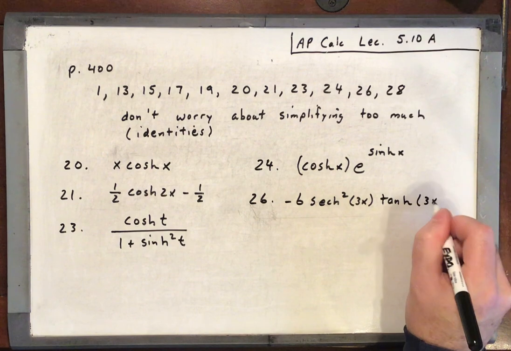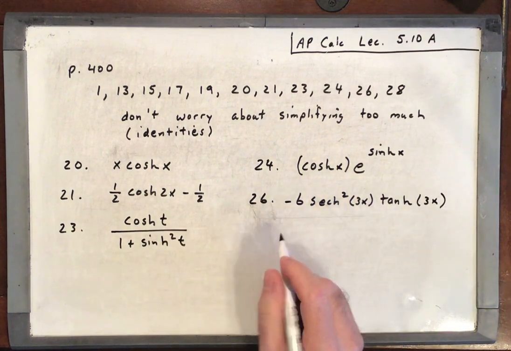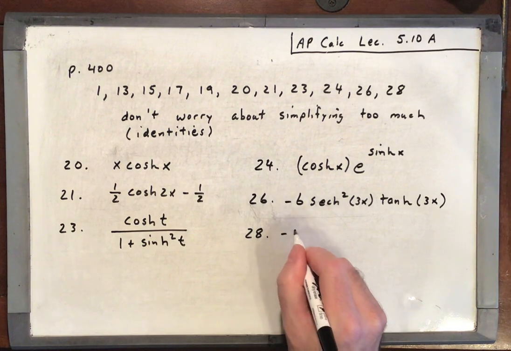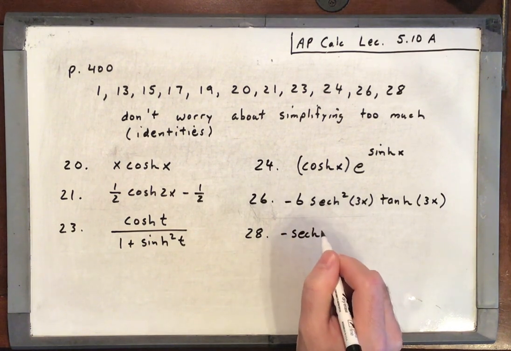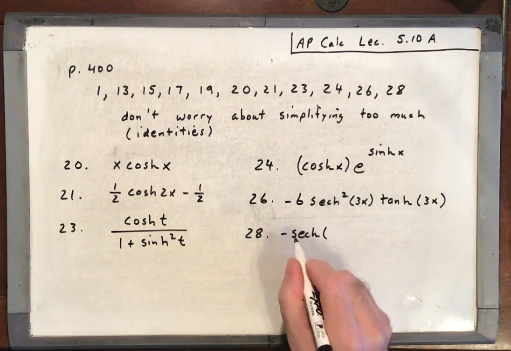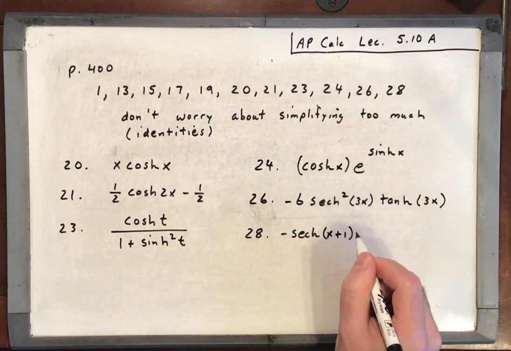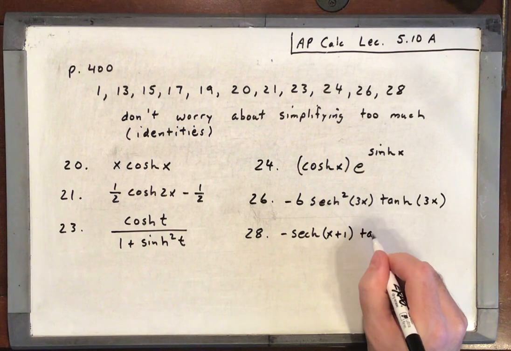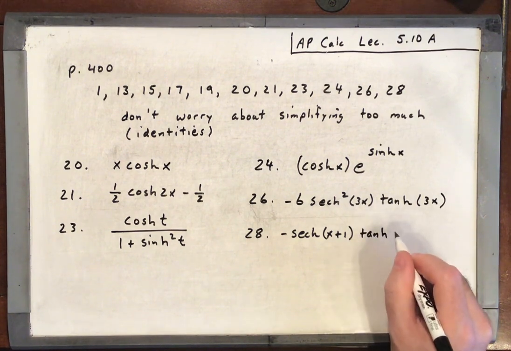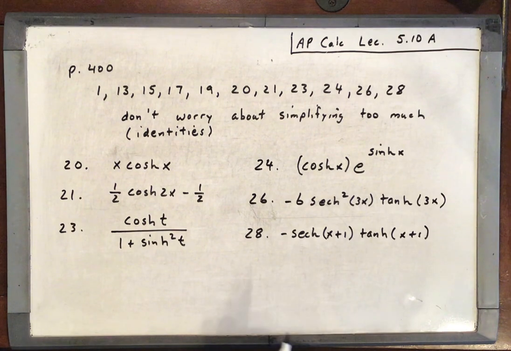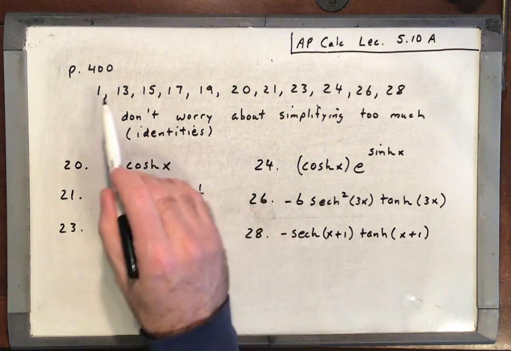That's probably the same as the, well, no, 26 wouldn't be in the back of the book, would it? And then 28, minus hyperbolic secant, minus hyperbolic secant is the way you say that, x plus 1 times the hyperbolic tangent x plus 1. All right, so go ahead and try this homework.